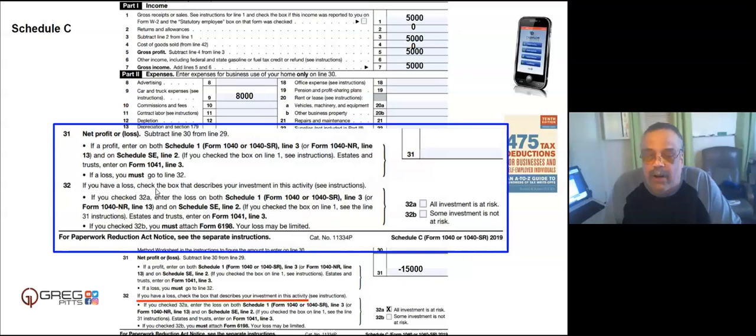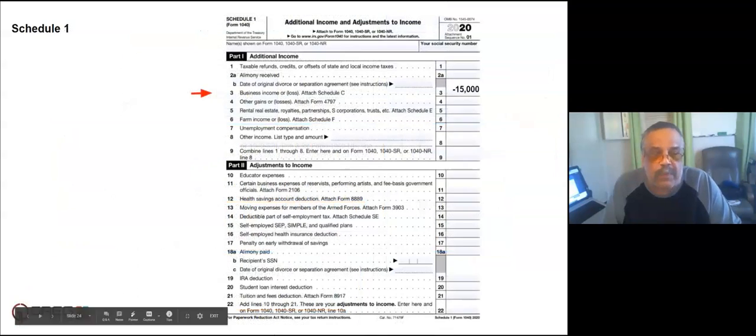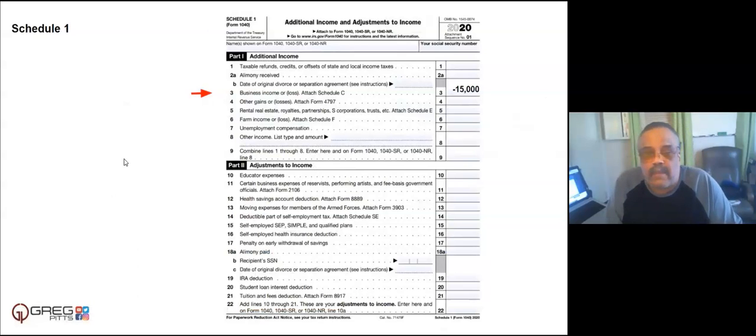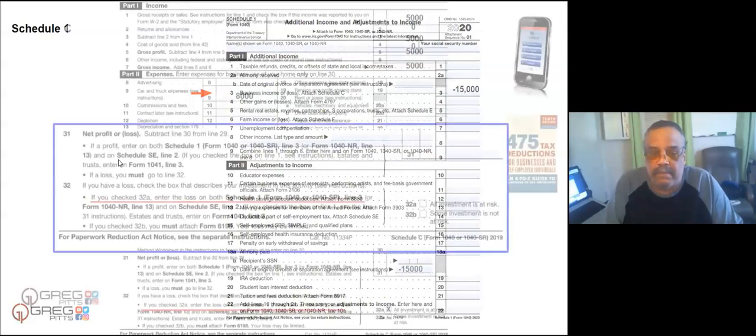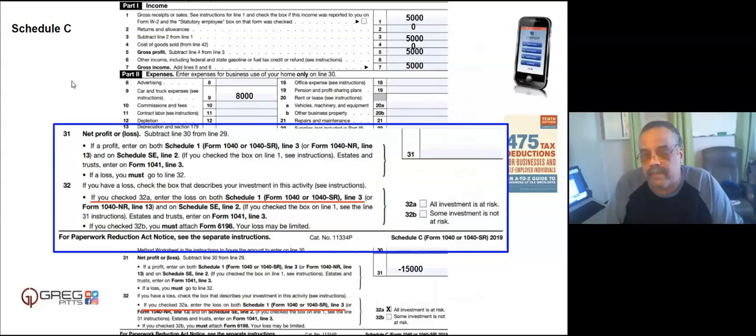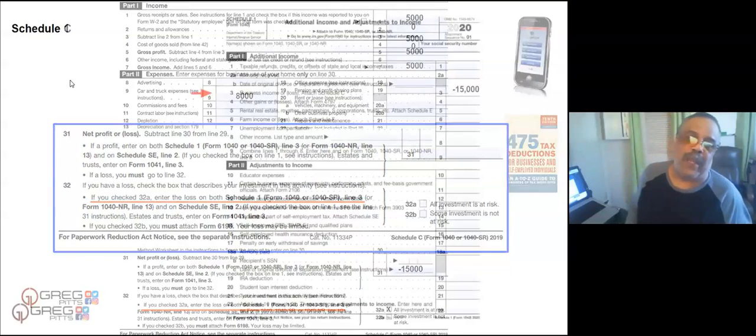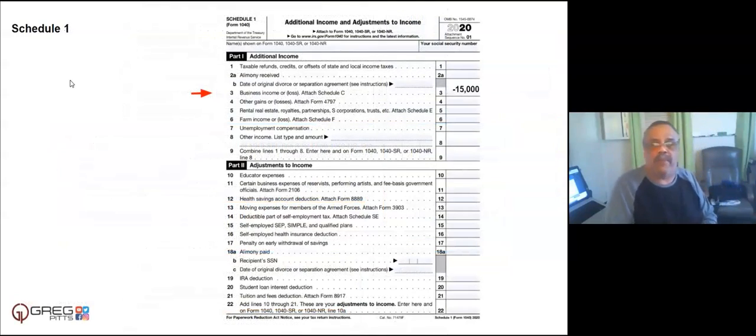It says, if you have a loss, check the box that describes your investment for this activity. Since all of your investment is at risk, check off line 32A. So you put that on line 32A. I was working on this this week and I may have changed things around.